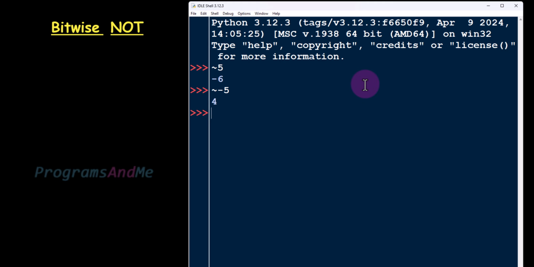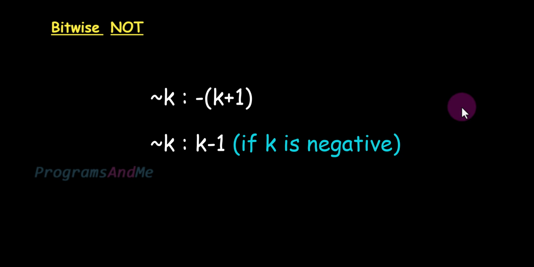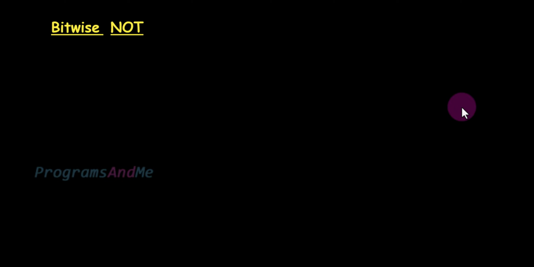Okay, and if we take an integer number as k, when I use the bitwise NOT operator on k like this, the output is negative k minus 1. If k is a negative number like this, then it is positive k minus 1. Okay, so this is about the bitwise NOT operator. The bitwise NOT operator is a unary operator.